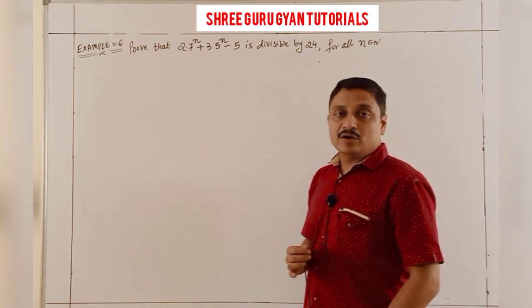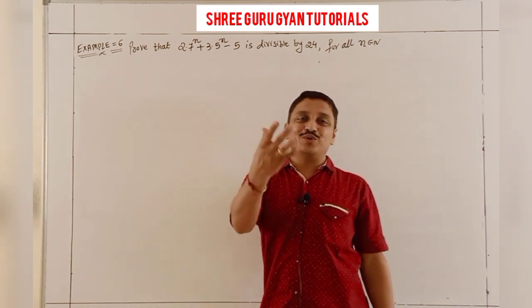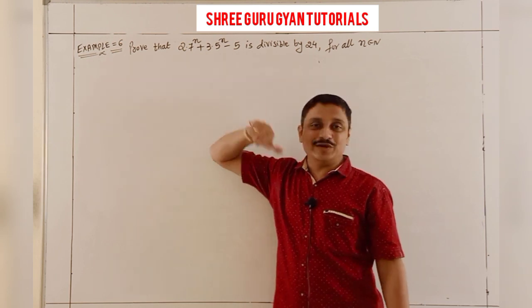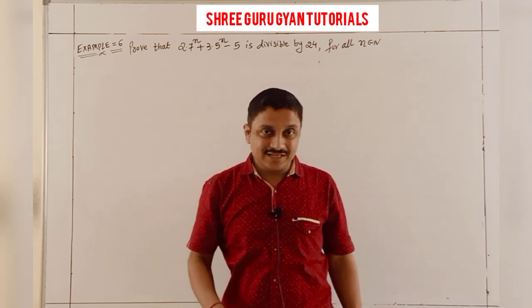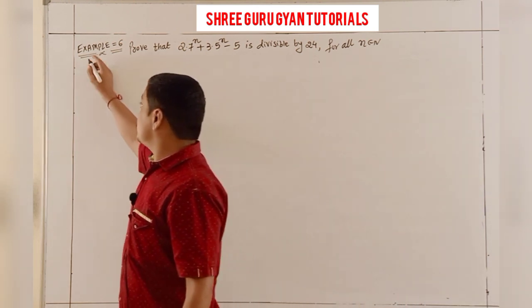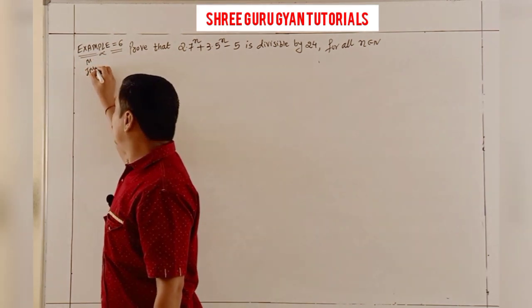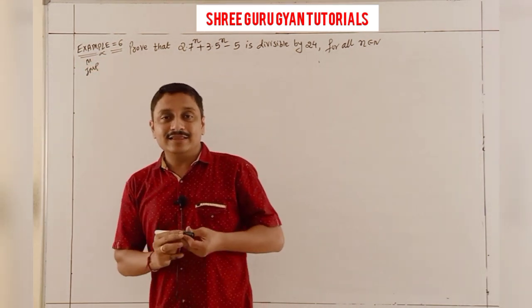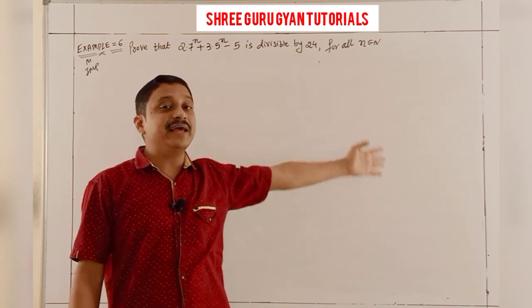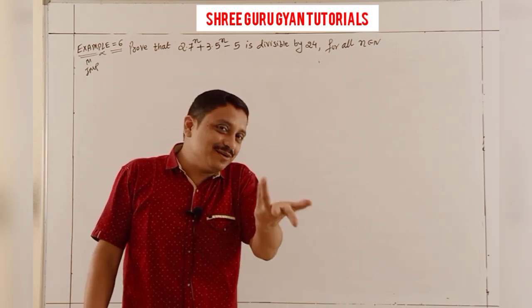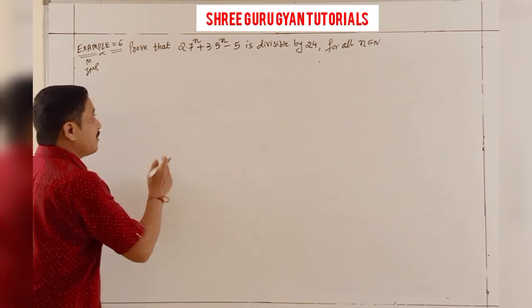Yes students, now slowly one more question I explain to you. Example 6, that is also exam oriented, a most important numerical. Prove that this whole P(n) is divisible by 24. It is a multiple of 24.